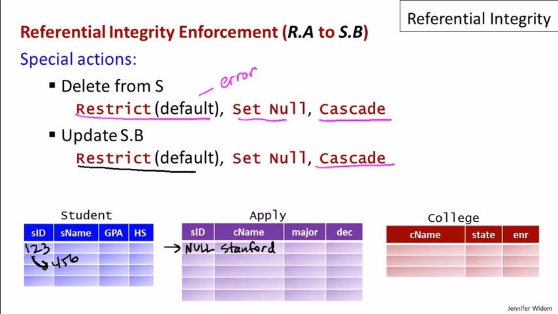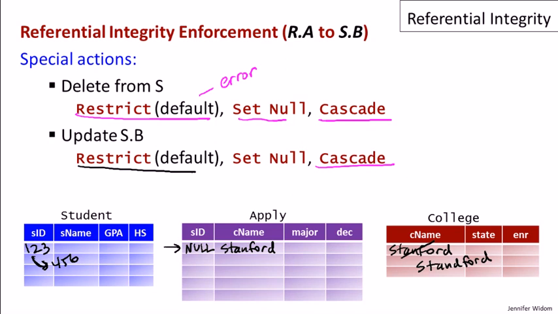Cascade says that if we update a referenced value, then we'll make the same update to the referencing value. So let's say we have Stanford over here. In fact, we have to, if we have the referential integrity constraint being correct. And now let's say that somebody comes along and says, I think Stanford is spelled wrong. It's actually "Stanford". Well, that's actually a common misspelling for Stanford. The first one was correct.